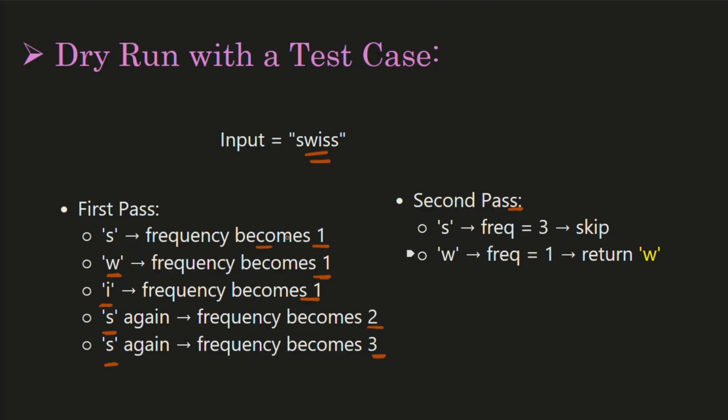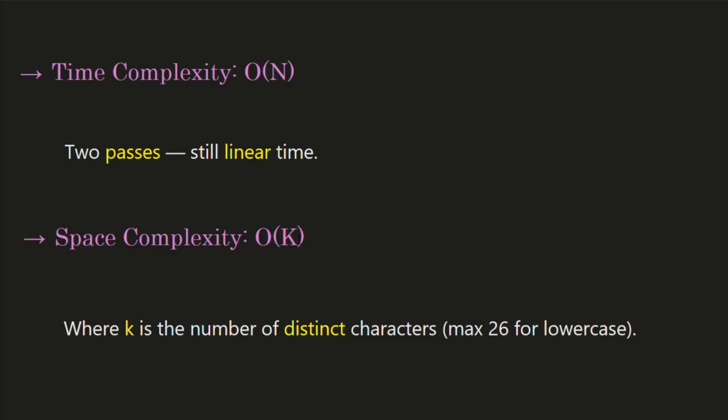Second pass. s. Frequency equals 3, skip. w. Frequency equals 1, return w. Output, w. Time complexity, O of n. 2 passes, still linear time. Space complexity, O of k, where k is the number of distinct characters, max 26 for lowercase.